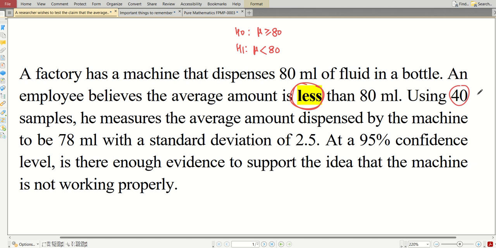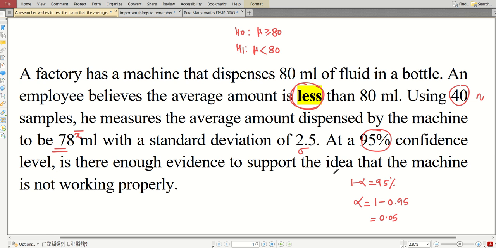Using 40 samples. So what is the value of n? The value of n is 40. Okay. And the average amount dispensed by the machine is 78 ml. This is the value of x bar. Standard deviation is 2.5. This is sigma. And because confidence level is given, 1 minus alpha is 95%. So alpha is equal to 1 minus 0.95. If you will calculate, it will come 0.05. This is the value of alpha. Same like previous question. Clear?